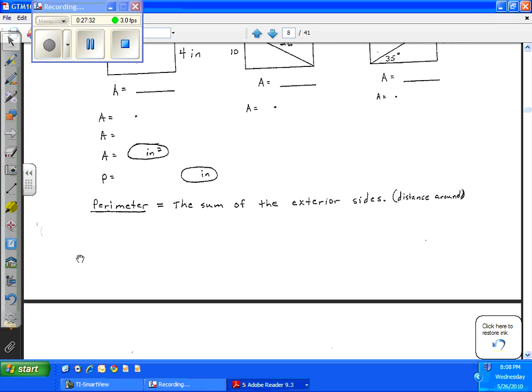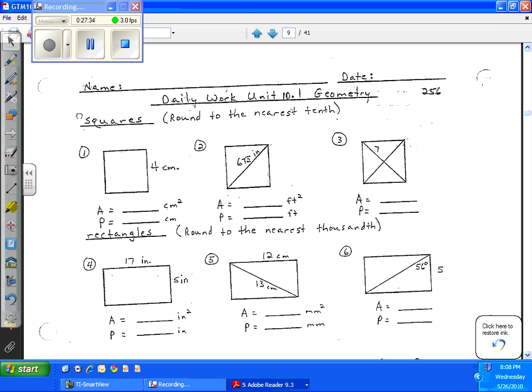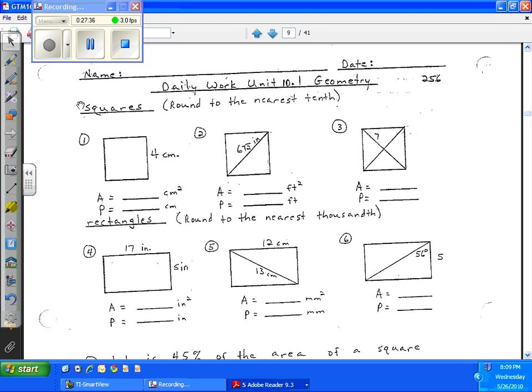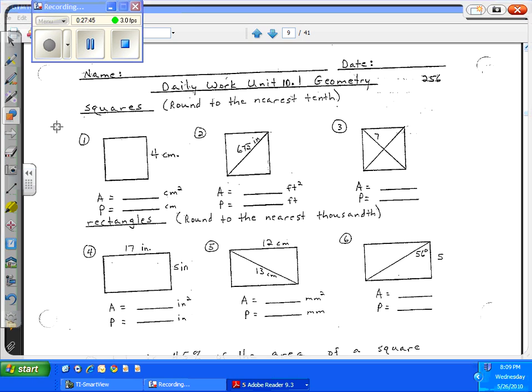So we had some squares and rectangles. We're going to look at the daily work. We'll do a few of these. Let's just do number 2. It has some conversion there.